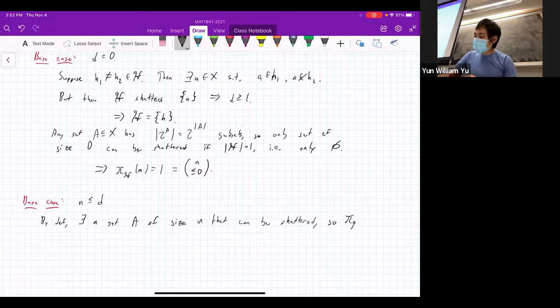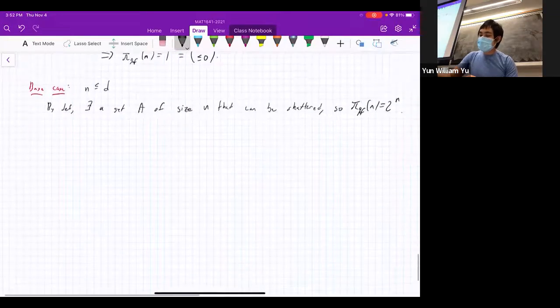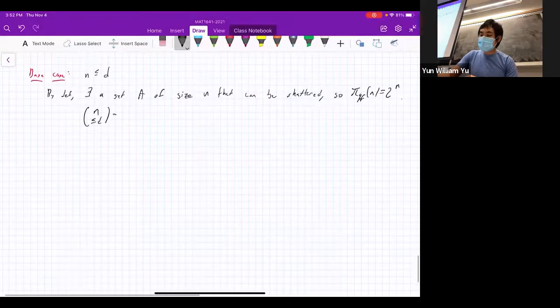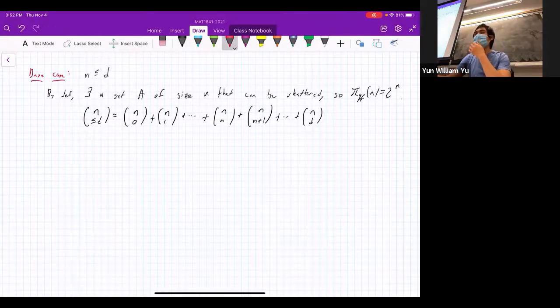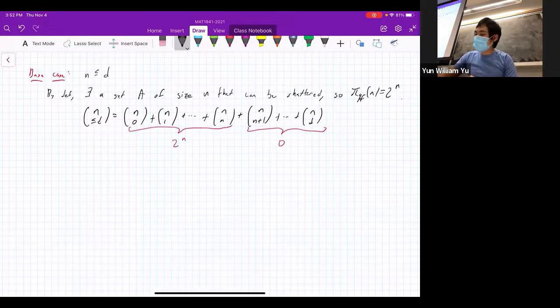So we know that pi H of n is equal to 2 to the n. And we also know that n choose less than or equal to d is equal to n choose 0 plus n choose 1 plus dot dot dot through n choose n plus n choose n plus 1 plus dot dot dot plus n choose d. What is n choose n plus 1? Yeah, there's no way of choosing n plus 1 distinct elements from a set of size n. And what's this over here? That's just 2 to the n. So this entire thing is equal to 2 to the n, and clearly this base case is also satisfied.